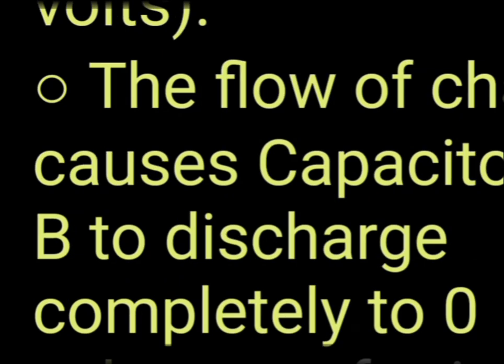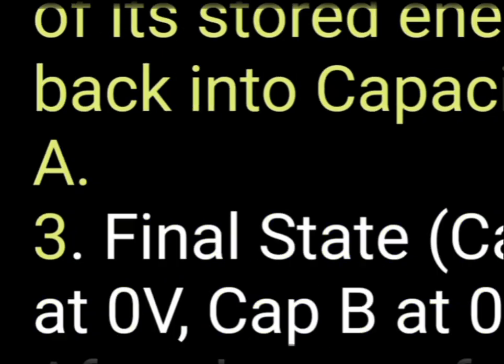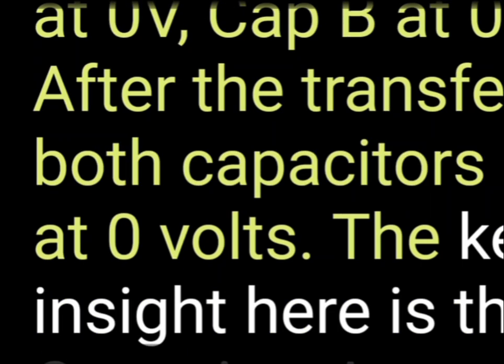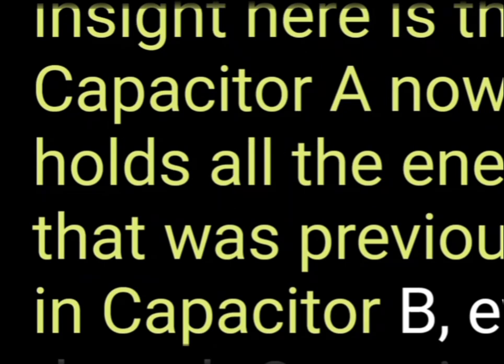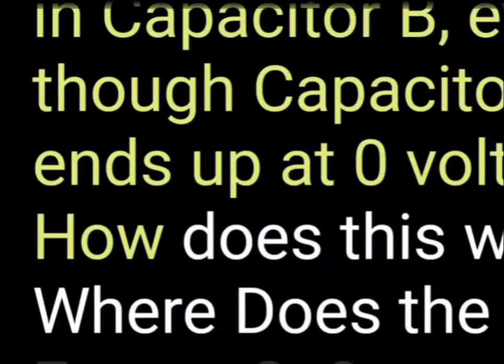3. Final state: cap A at 0 volts, cap B at 0 volts. After the transfer, both capacitors are at 0 volts. The key insight here is that capacitor A now holds all the energy that was previously in capacitor B, even though capacitor A ends up at 0 volts. How does this work? Where does the energy go?